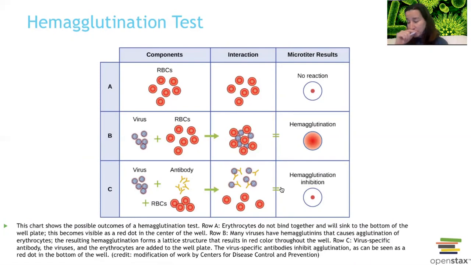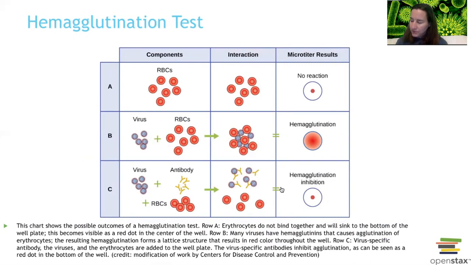For the hemagglutination test, it's that same principle. Viruses are going to have antigens on the outside of them that can stick to red blood cells and cause the red blood cells to clump up or agglutinate. So with the hemagglutination test, we have normal red blood cells, just plain old red blood cells.